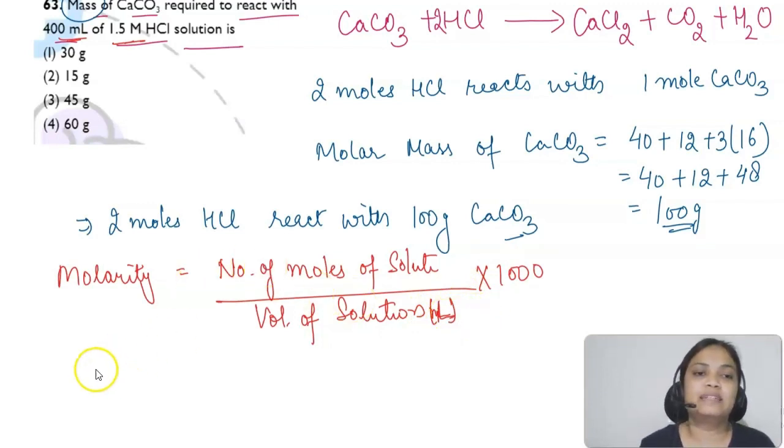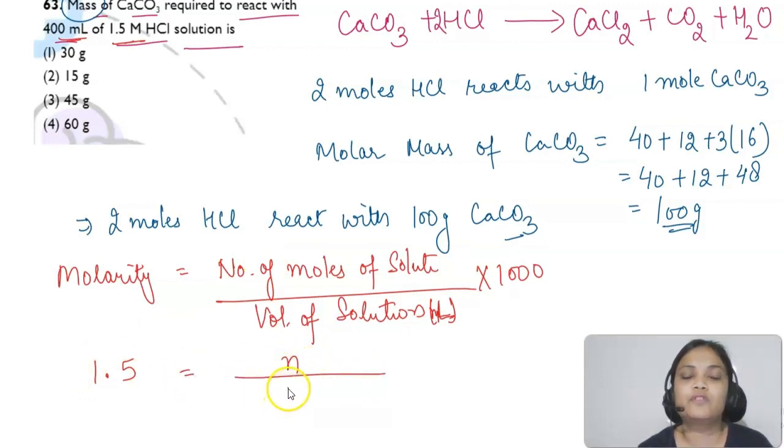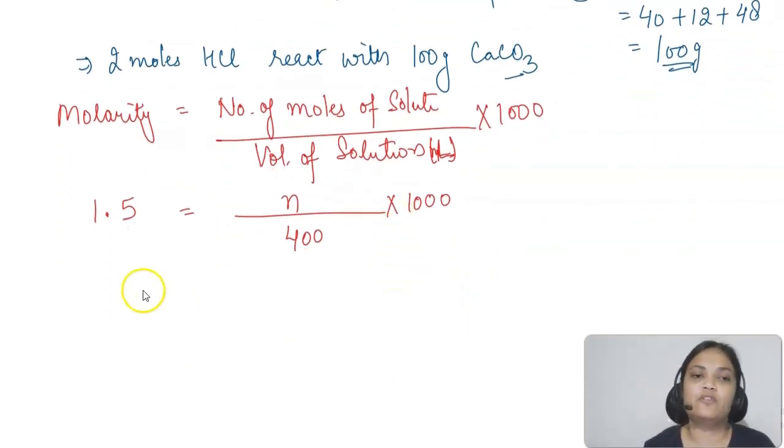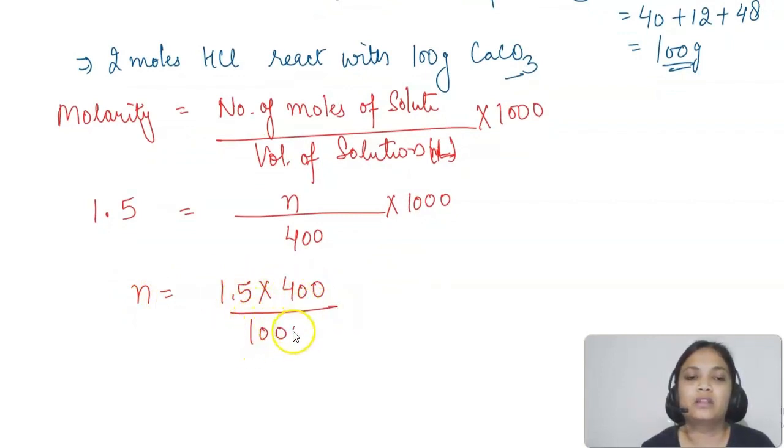So from here, the molarity is given as 1.5. The number of moles I can write as small n. The volume of the solution is 400, and it is divided by 1000. So this is going to be the formula. From here you can find the number of moles. The number of moles will be 1.5 into 400 upon 1000. So please solve it. How much will it come? You can solve it on your own.